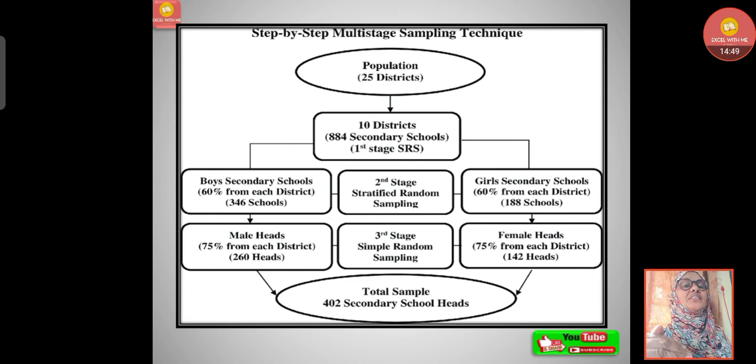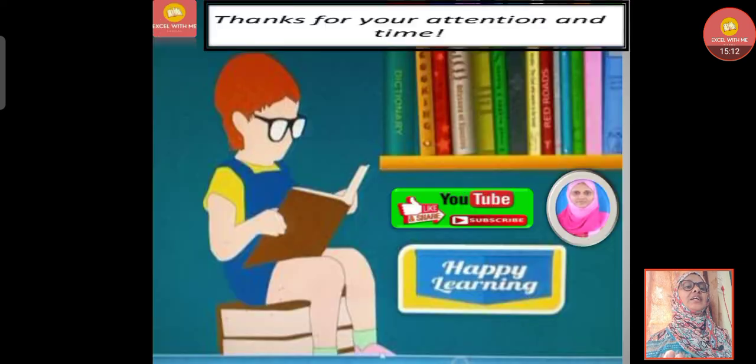Then the third stage, male heads, female heads. 75% from each district, 75% from each district, females. Then we take the total sample here. At the end, it will become 402 secondary school heads we will take from among them. So this is the multi-stage sampling technique.